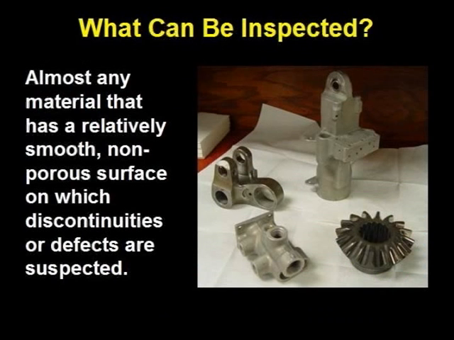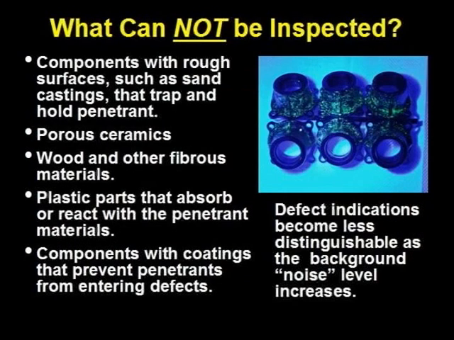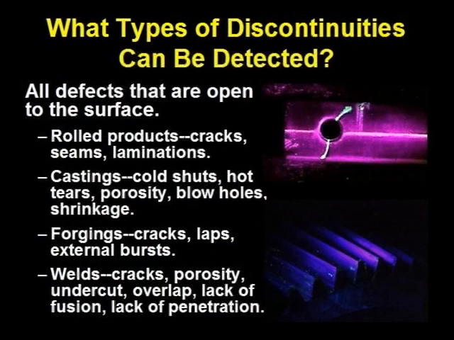Almost any material that has a relatively smooth, non-porous surface on which discontinuities or defects are suspected can be inspected. Conversely, test articles with rough or porous surfaces cannot be inspected. The reason is that defect indications become less distinguishable as the background noise level increases. Similarly, articles which absorb or react with the penetrant cannot be inspected. Coatings which prevent penetrant from entering defects also prohibit penetrant inspection.